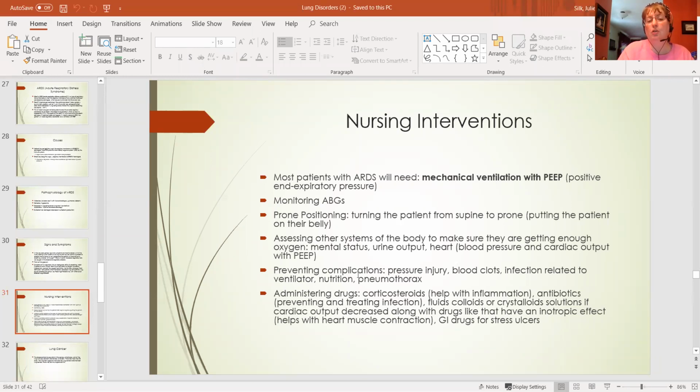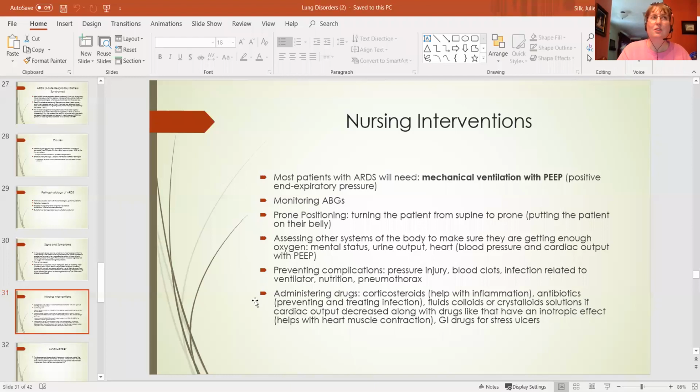So again, always mechanical ventilation. That's your number one thing you're going to do, because no matter what oxygen device you put on them, it's not going to help. This is the only thing that will help them. So you'll do that. You do the prone positioning, and then we try to prevent other complications from happening because this can snowball.